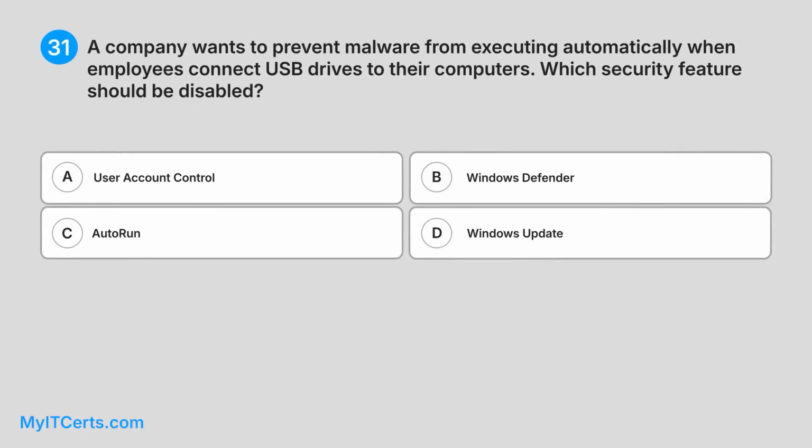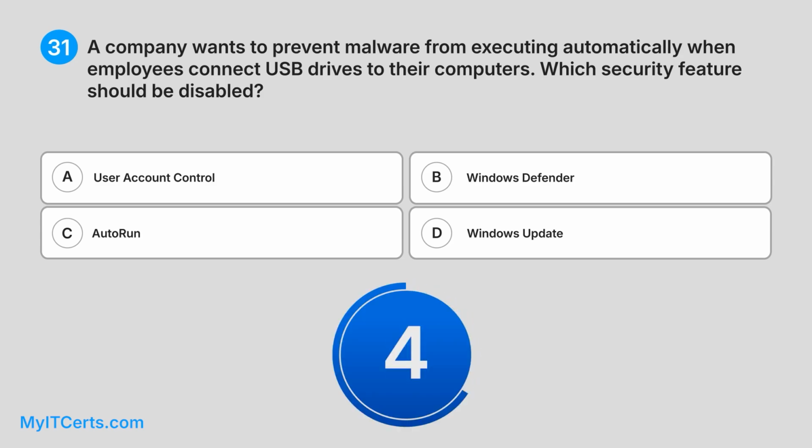31. A company wants to prevent malware from executing automatically when employees connect USB drives to their computers. Which security feature should be disabled? A. User Account Control. B. Windows Defender. C. AutoRun. D. Windows Update. Do you know the answer?